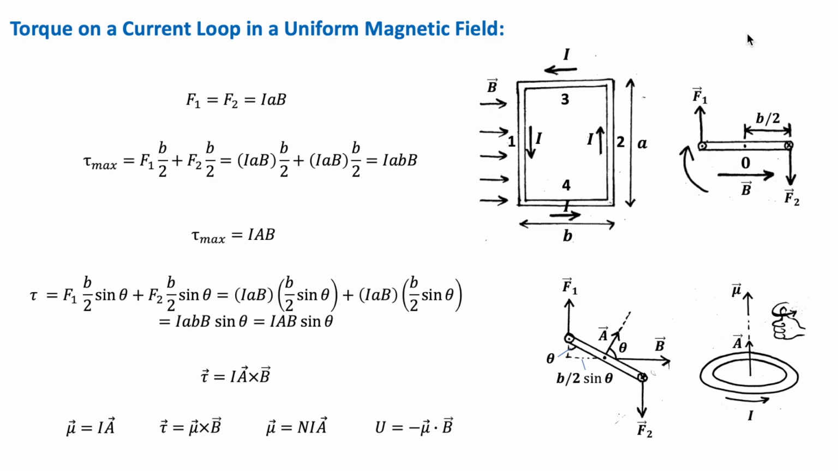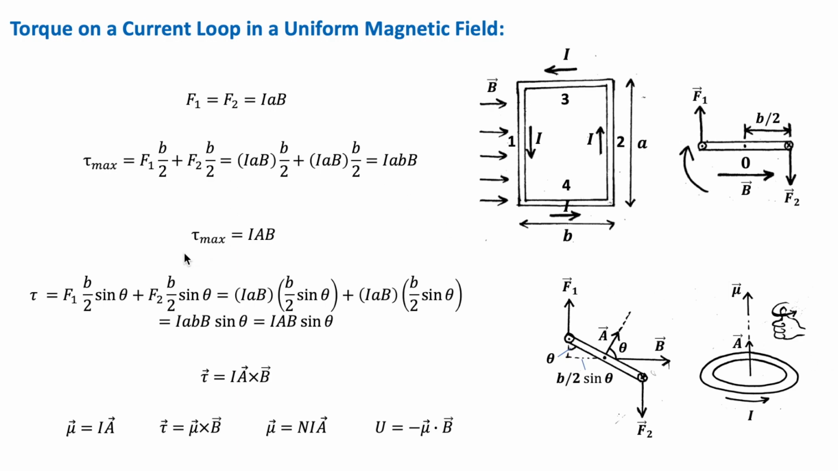And here in this figure, it shows a view of the loop if you look from side 4. So if the loop is pivoted so that it can rotate about an axis passing through O and perpendicular to the screen, then the two forces F1 and F2 will produce a net torque about this axis, and the loop will rotate clockwise when we view the loop from side 4.